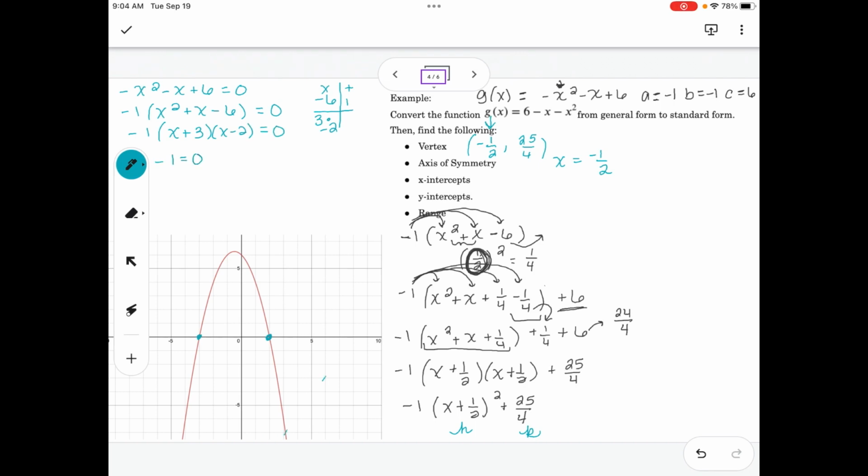Set each factored piece equal to 0. -1 equals 0, x plus 3 equals 0, and x minus 2 equals 0. However, -1 equals 0 doesn't make sense. This is not a true statement, therefore we can ignore. So x is -3 and x is +2. So our x-intercepts written as points are (-3, 0) and (2, 0). Or if my Open Math wants it written just as commas, -3, 2.